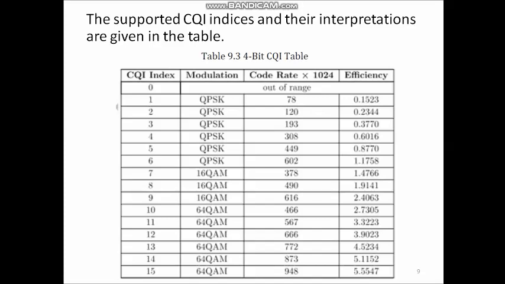For example, consider CQI index 4. Its efficiency is 0.6016. So here QPSK modulation is used with a code rate into 1024 value of 308. So efficiency 0.6016 means each symbol contains 0.6016 information bits. So 0.6016 information bits per symbol is the efficiency for index 4.